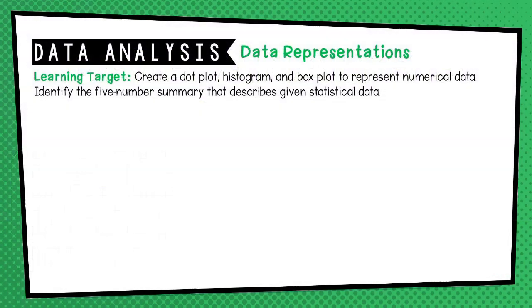Okay, we are back again looking at data representations. Today we're going to look at two different topics. First, we're going to look at how to create what is referred to as a 5-number summary, and then we're going to look at how to read and interpret a box plot, as well as how to create those box plots using Desmos or a similar graphing calculator. Let's go ahead and take a look.